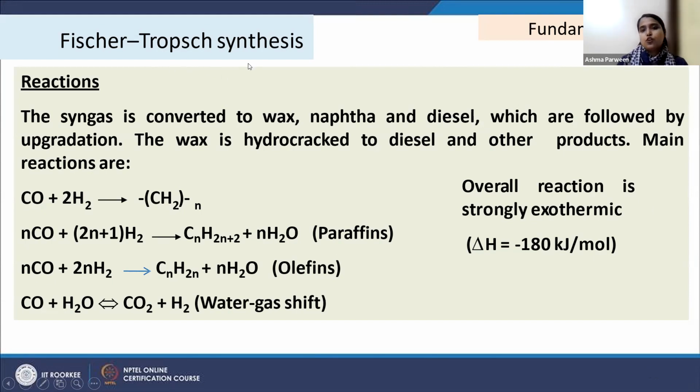So here is Fischer-Tropsch synthesis. It is used to convert the syngas to diesel, wax, or naphtha. What happens is carbon monoxide is reacted with hydrogen to form a CH2 monomer. And again, CO can be reacted N number of times, where N can be 1, 2, 3, depending upon what compound we need. CO can be reacted with 2N plus 1 H2 to produce paraffin. The general formula for paraffin is CnH2n+2 plus nH2O. Or we can produce olefins by using this reaction.